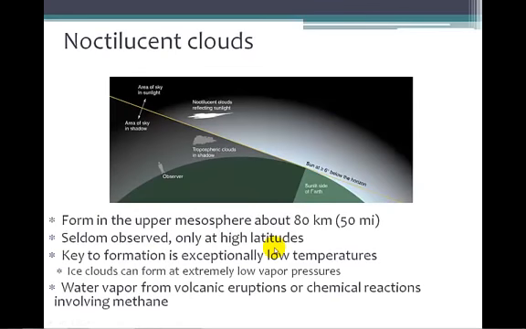A very rare type of cloud is called a noctilucent cloud. These form in the upper mesosphere. So we're very high up in the atmosphere, about 50 miles high, and you really only see these at high latitudes, so as you're close to the poles. And what happens is because it's very cold up there, we have ice clouds that can form when there's just very little water. So it's possible for that to happen, though it's not very likely.